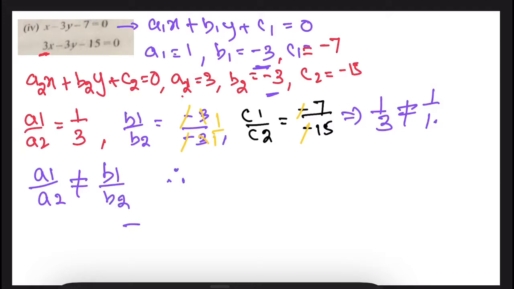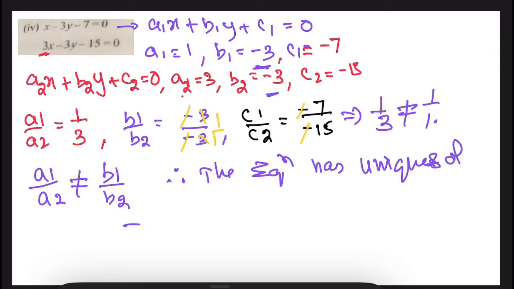Therefore, the equation has a unique solution. Okay, the equation has a unique solution. Now, when it is a unique solution, we have to solve by the cross multiplication method. Now, let us do it with the cross multiplication method.